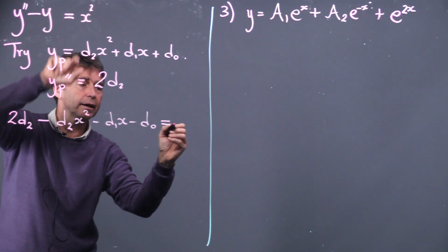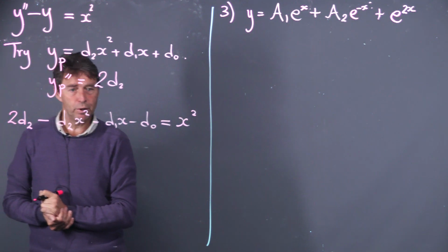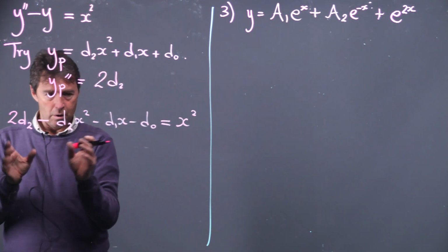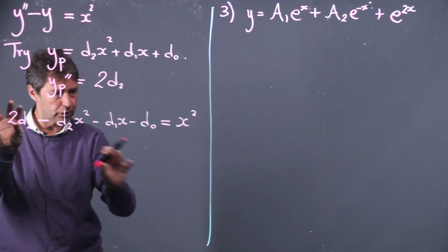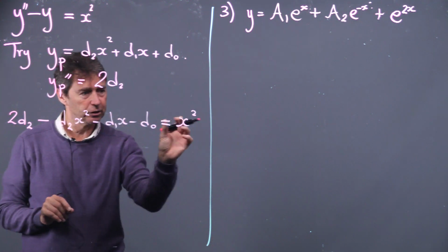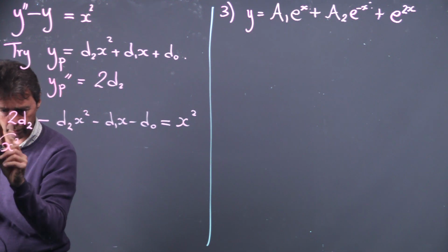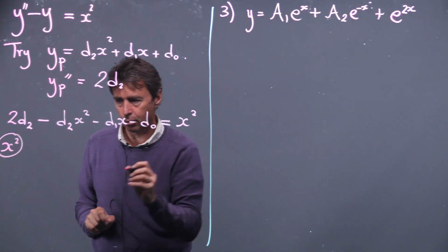I have to get x squared. And this is, at this stage, where I'm going to start picking the coefficients to make sure it works. So I've got polynomials on both sides, so let's just match up the coefficients of the different bits of the polynomial. So for example, what about the x squared terms? There's an x squared there, there's an x squared there.